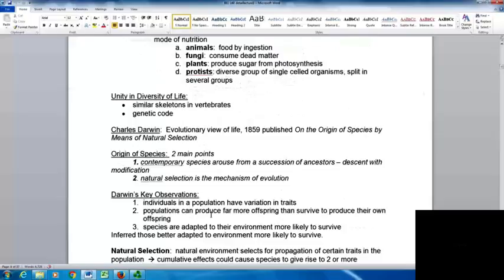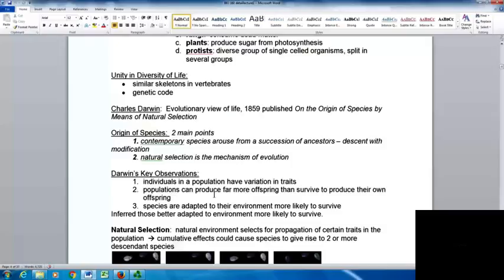In The Origin of Species, he has two main points. One, contemporary species arose from a succession of ancestors. Basically, you had descent with modification. And two, natural selection is the mechanism of evolution. Darwin had some key observations that helped him come up with these ideas. He noticed that individuals in a population have variations in traits. So if you were to look at humans, we all have two eyes, but our eyes are going to have varying traits where they will appear slightly different.